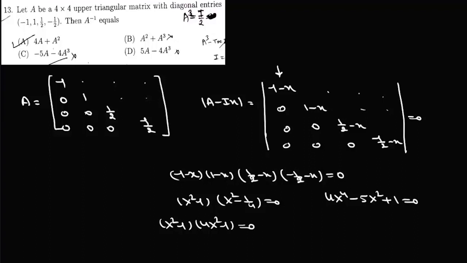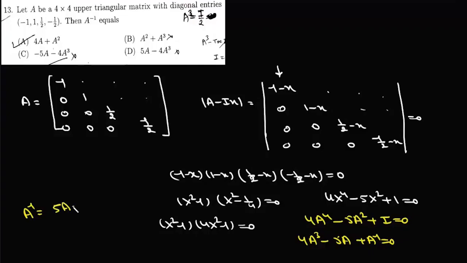So this matrix A will satisfy this equation, 4A to the power 4 minus 5A square plus I equals 0. Now we'll multiply everything with A inverse. Then we'll have 4A cubed minus 5A plus A inverse equals 0, or simply A inverse is 5A minus 4A cubed, and that's your option D.